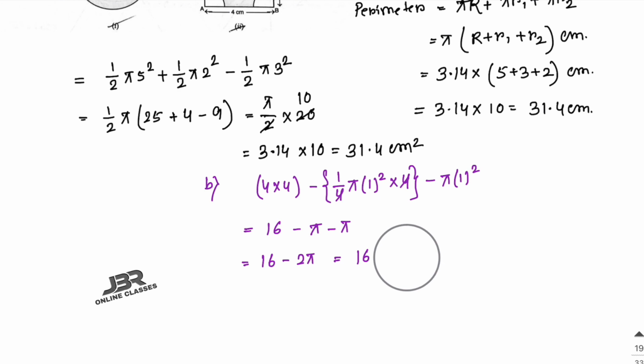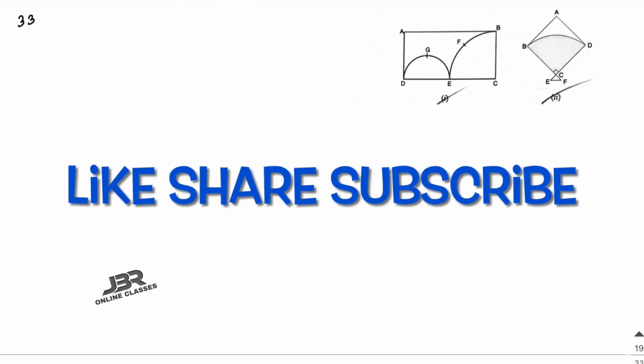Here it's 16 minus 2 into 3.14, that equals 9.72 centimeter square as your final answer. Now the next one, sum number 33.